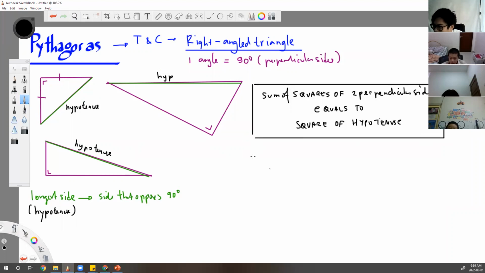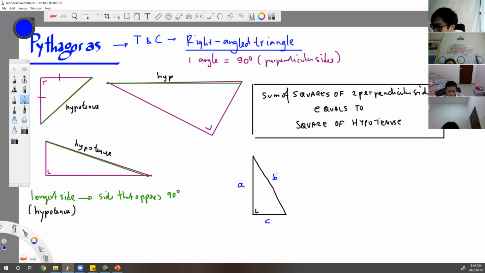For example, this is a 90-degree triangle, or a right triangle. I have the points, let's say, A, B, C. Name the hypotenuse. Where is the hypotenuse, guys? Anyone? You can answer directly. Unmute yourself. What is the hypotenuse? B. That's right. So B is the hypotenuse.